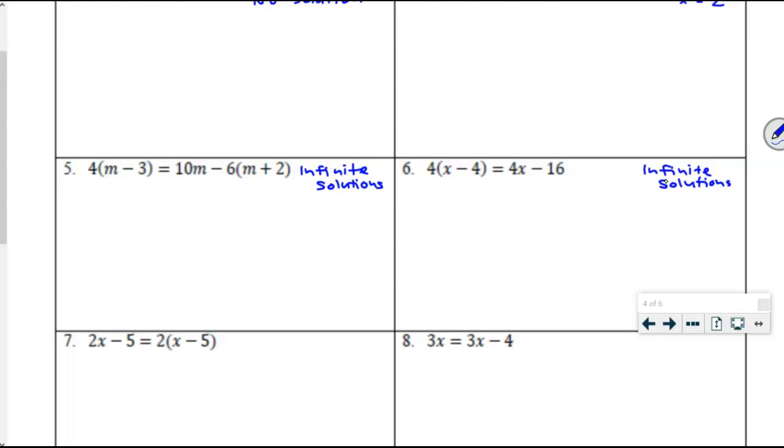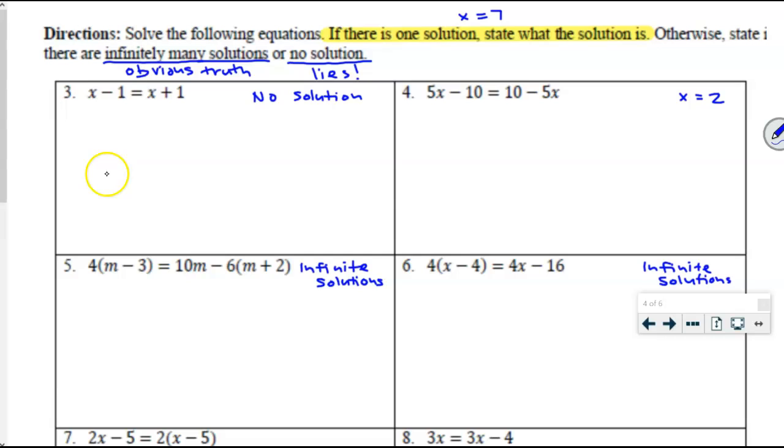Before I go over them, how did you do? Thumbs up or thumbs sideways or thumbs down? Okay. Good. Voices off. Let's go over them. Since most of you are showing me a thumbs up, I'm going to let you be the guide. What's my first solving step here on number 3? What should I do?